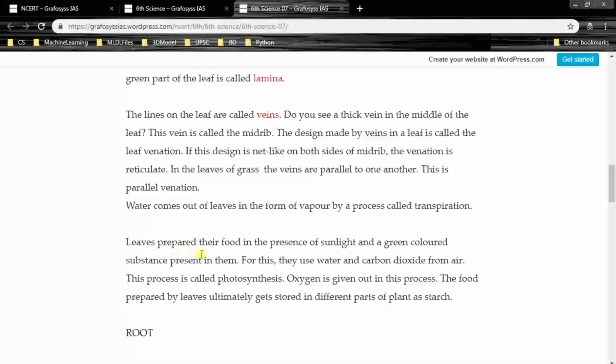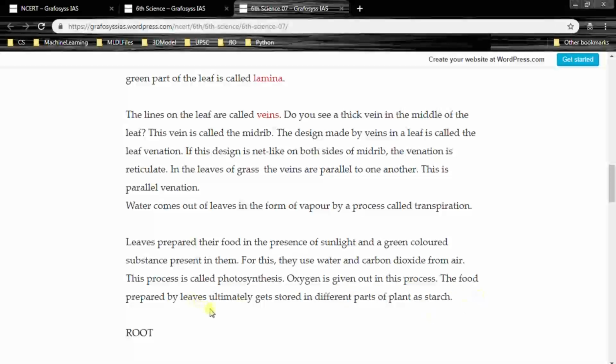Leaves prepare their food in the presence of sunlight and a green colored substance present in them. For this they use water and carbon dioxide from air. Water and carbon dioxide from air. This process is called photosynthesis. So green colored substance, that is chlorophyll. It uses sunlight, chlorophyll, water, carbon dioxide and prepares its own food. It is called photosynthesis. Oxygen is given out in this process.